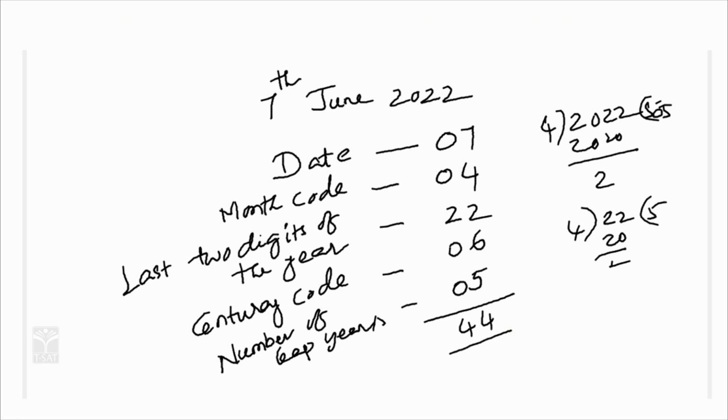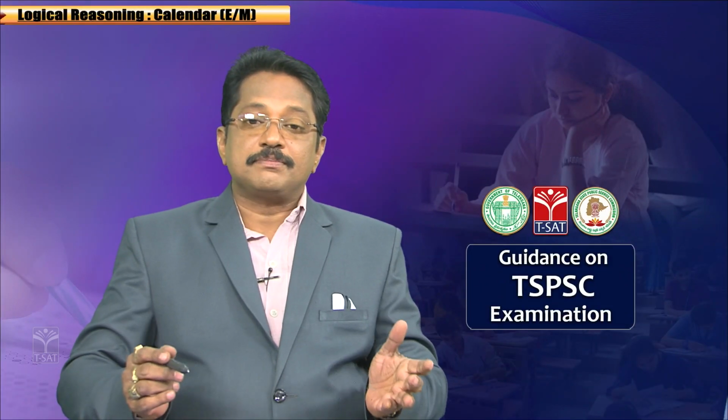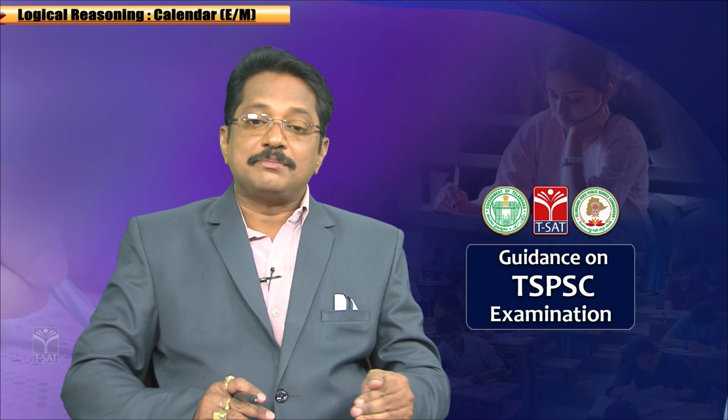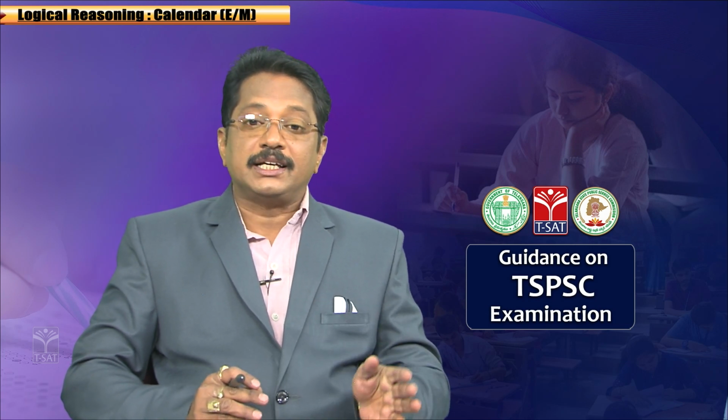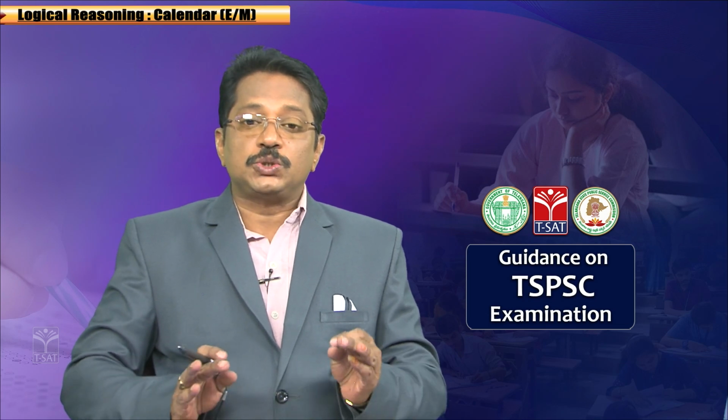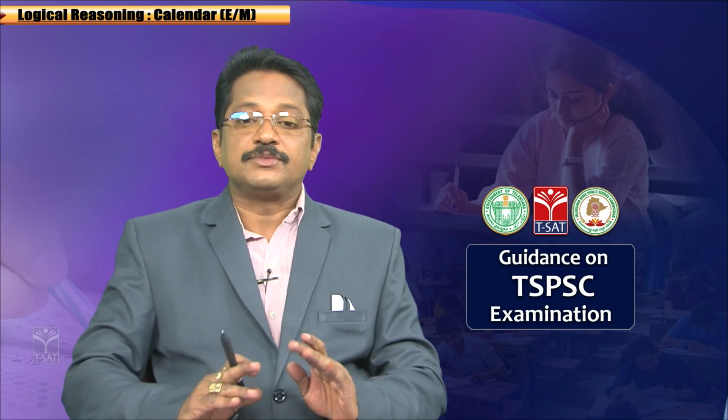So, after adding, the total value is divided by 7. What is the remainder here? 2 is the remainder. When 0 is the remainder, it is Sunday. 1 is the remainder, it is Monday. When 2 is the remainder, it is Tuesday. So, 7th June 2022 is Tuesday.